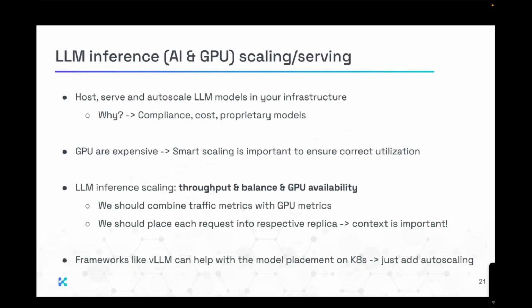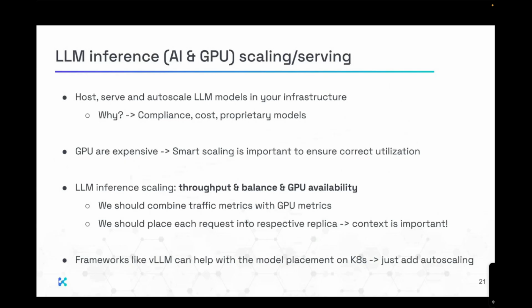Because why? Because of compliance, for example, cost. They don't want to send the data to OpenAI or whatever. And if they are already using Kubernetes, they would like to run those models on Kubernetes, right? So this is the thing we should really think about: how to balance the throughput and the utilization. Because if I write the prompt, I would like to get the answer as soon as possible, right? But I don't want to spend $1 million on my AWS bill.